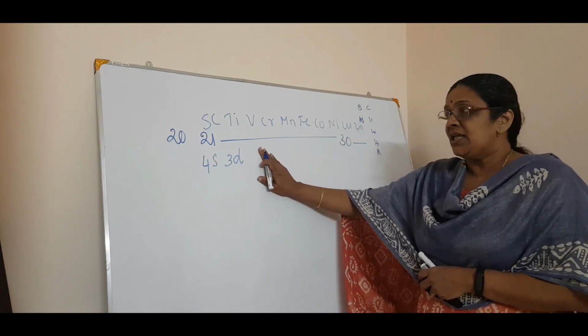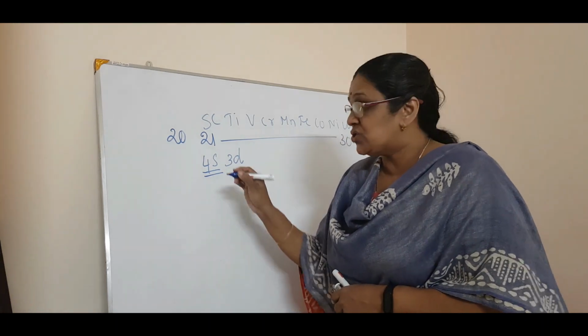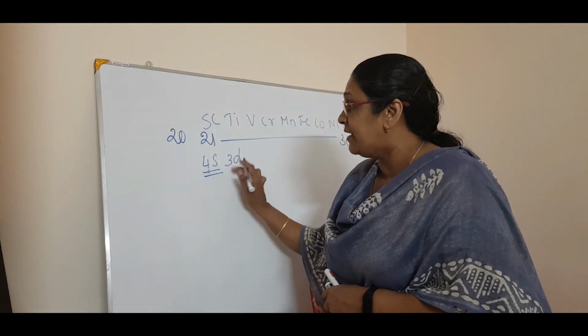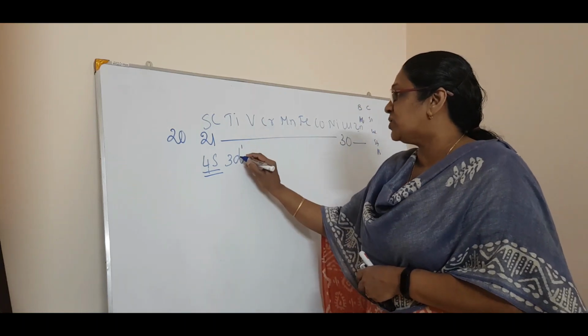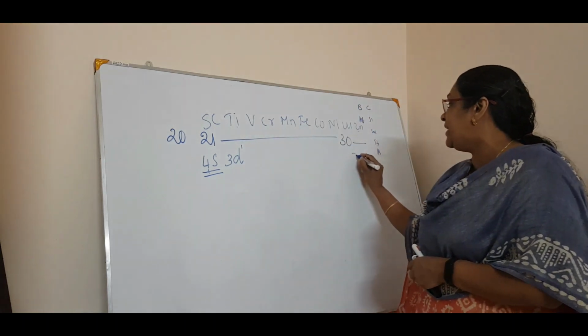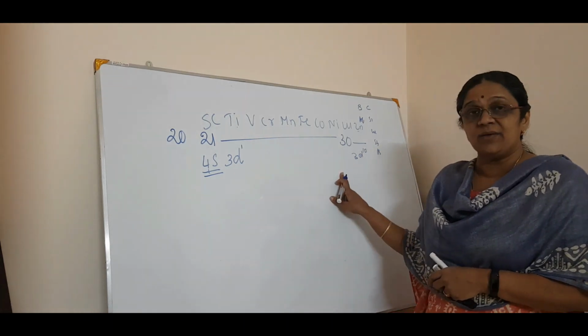Here, why? Because the 4s orbital has a lower energy. So that is filled first, and then the 3d electrons are filled. That is 10, no? So 3d1, 3d2 up to 3d10. The 10 electrons in the 3d are filled in these d block elements.